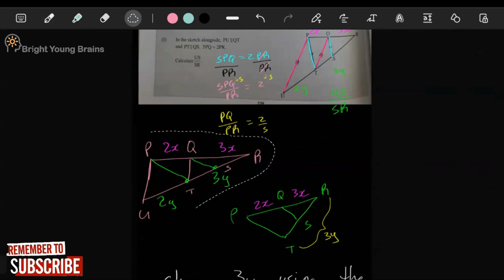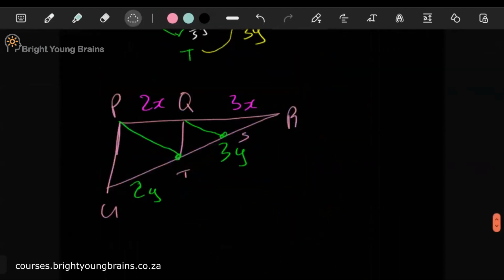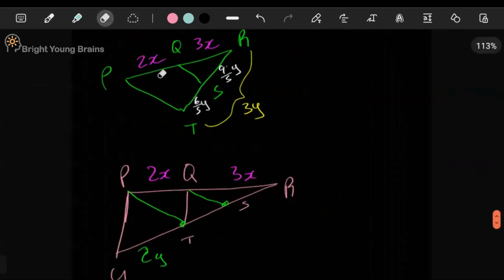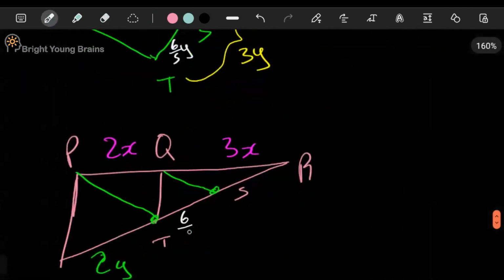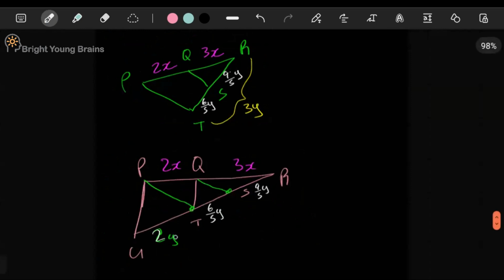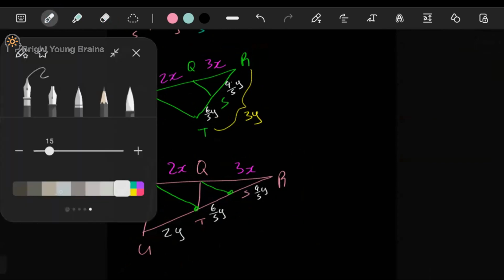For your big picture, now you have a lot of ammunition. You can already see that it's easier to work with. We wrote TS as 6 over 5y, and the 9 over 5y is for SR. On this side down here, now we have information: there's something for this, something for this, and something for that. And now our question is literally done.